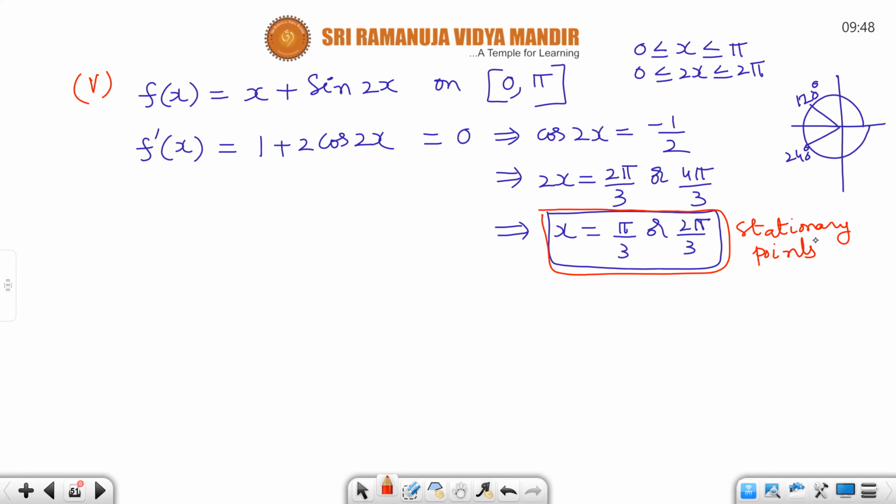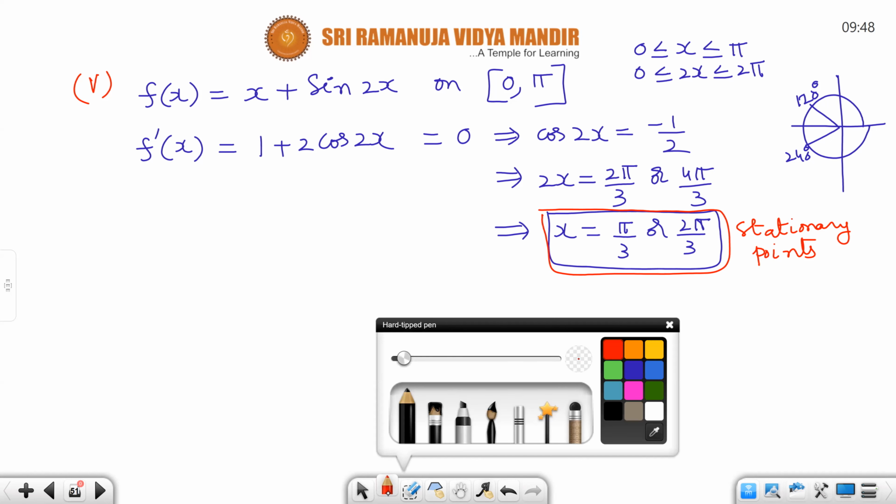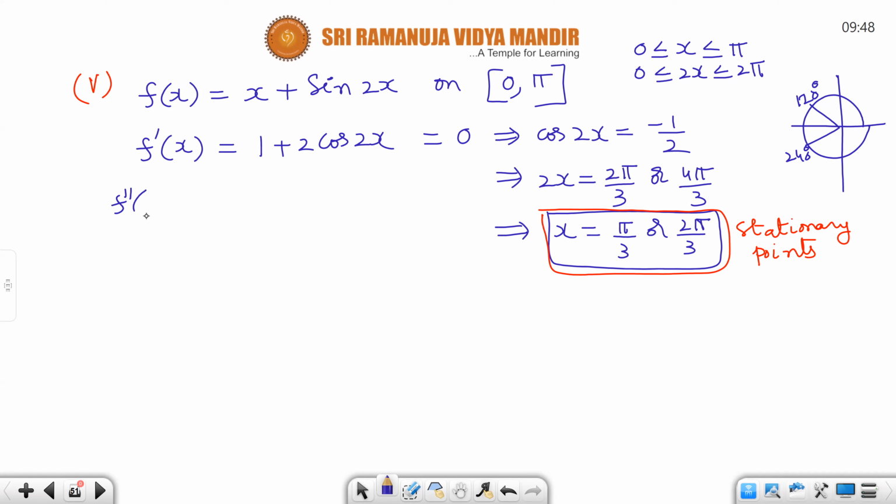These stationary points are the turning points. Turning points means where the first derivative changes its sign. We can find this by using the second derivative test. What about f double dash x? For 1 plus 2 cos 2x, what is the derivative? Minus 4 sine 2x, is it not? Yes, sir. Minus 4 sine 2x is the derivative.